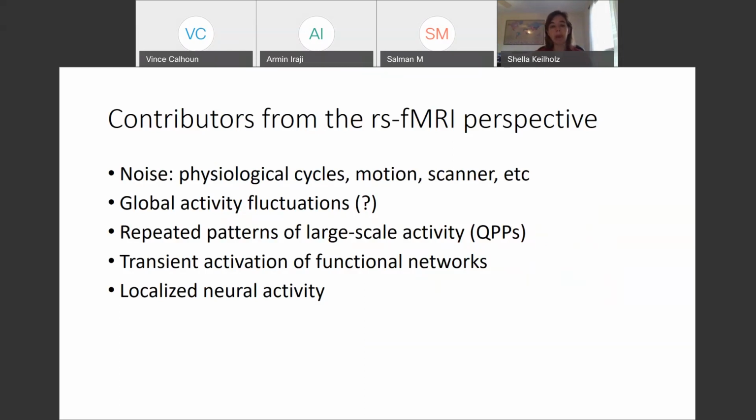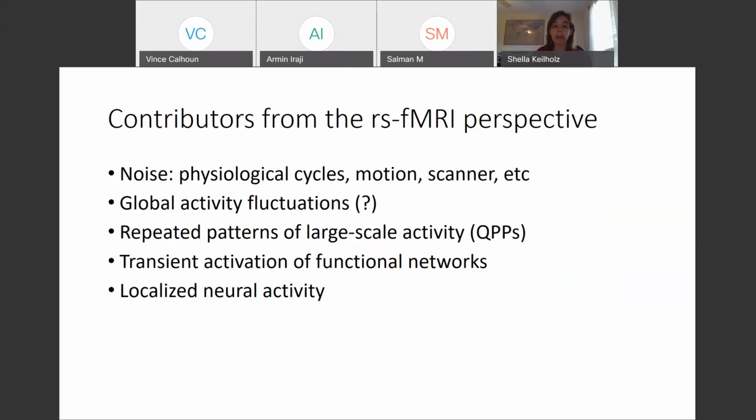We have large-scale repeated patterns of activity. So these are spatiotemporal patterns that repeat throughout the scan. I'll show an example when we get to it. I'll also refer to these as QPPs, or quasi-periodic patterns. It's something we've done a lot of work with in my lab. And so you can think of these as stereotyped changes from activity in one network to activity in another network, where the timing and the spatial distribution of the activity is very similar across occurrences.